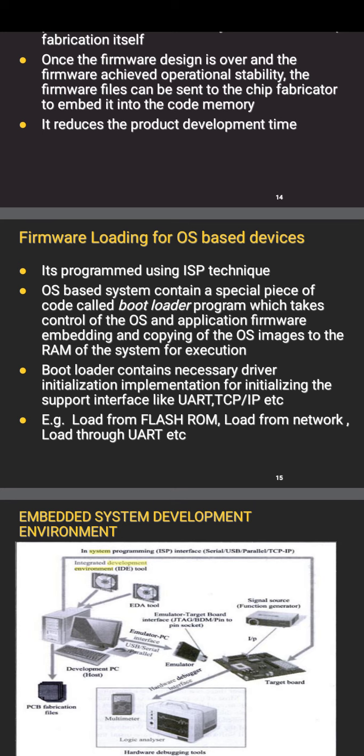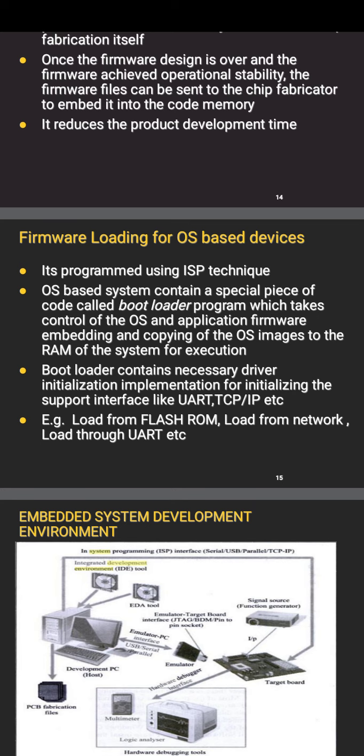The bootloader can be preloaded, or it can be loaded from the memory of the PC using the JTAG protocol. With the help of the bootloader only, we can load the firmware to the operating system based embedded system. The bootloader contains all the drivers for supporting UART, TCP/IP, etc. So with the help of the bootloader, devices having an operating system can embed the firmware.